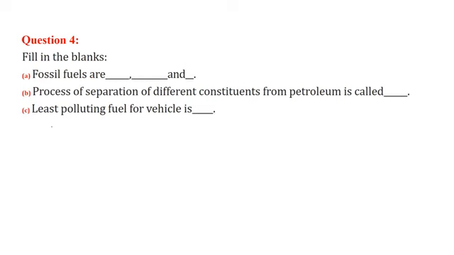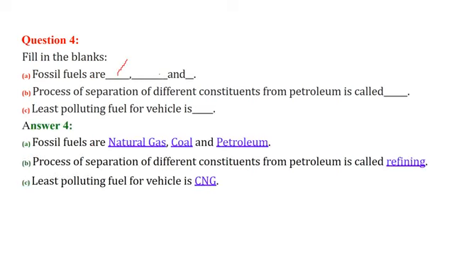Fossil fuels are natural gas, coal and petroleum. The process of separation of different constituents from petroleum is called refining. So refining is how we separate different parts or constituents of petroleum. The least polluting fuel for vehicles is CNG.